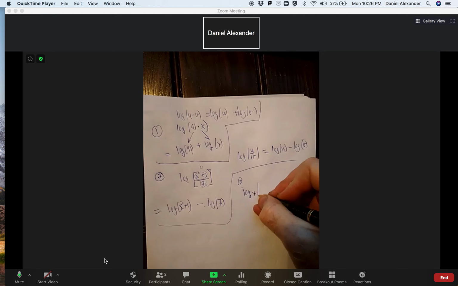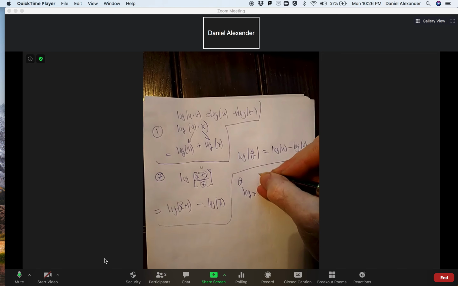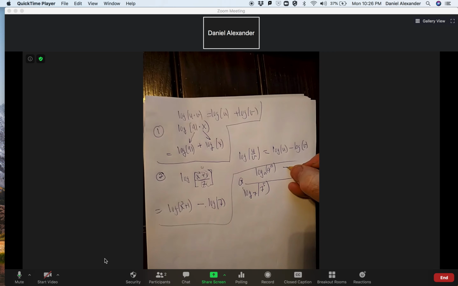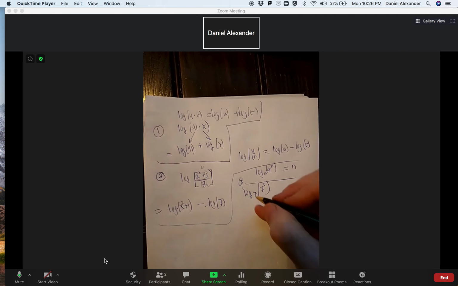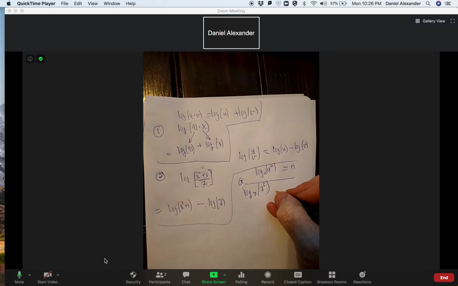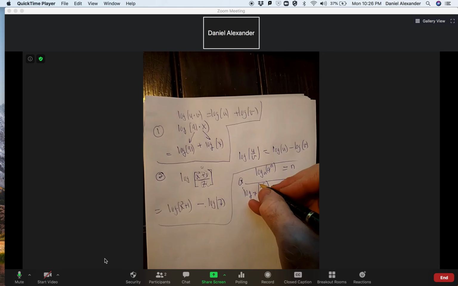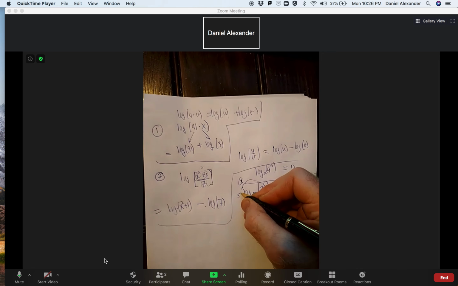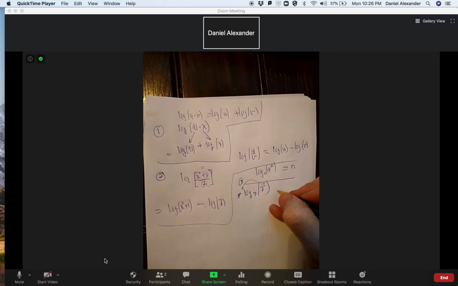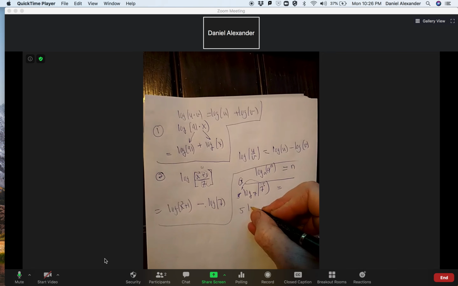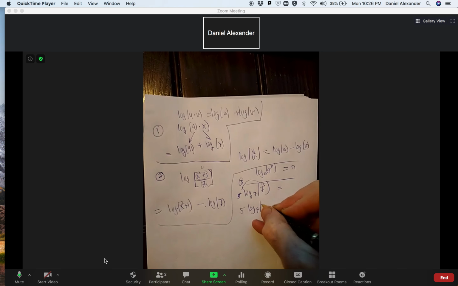Okay, so the third one is the log base 7 of 7 to the 5th, and I'm going to use this rule. Log base a of a to the n is equal to n. Now I'm going to go through this in a little more detail. So I know that this is going to be equal to 5, and I'll go through the steps. So this comes down, and that's 5. So this is equal to 5 log base 7 of 7.